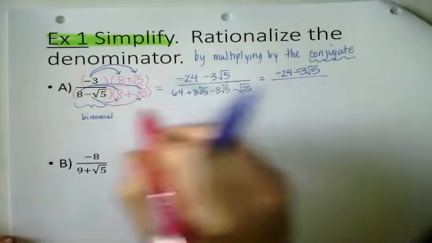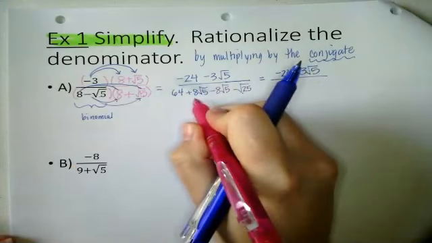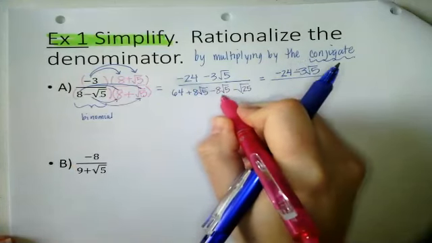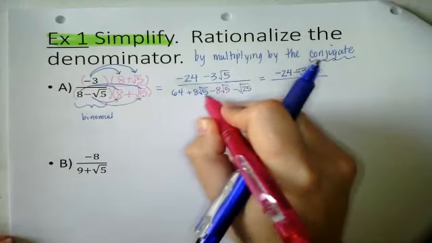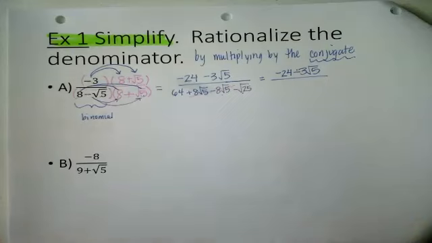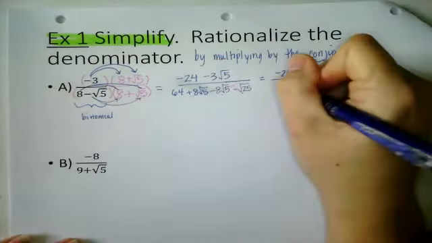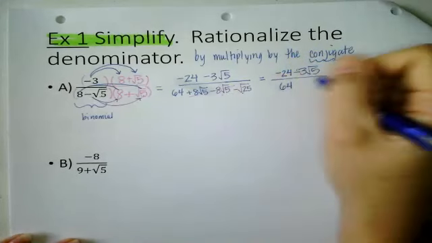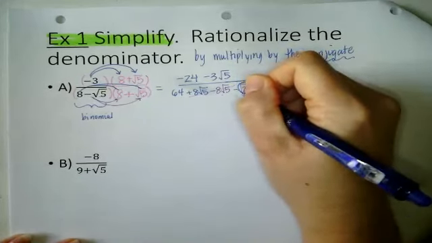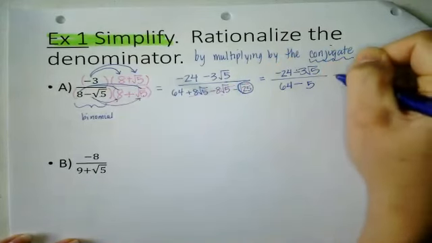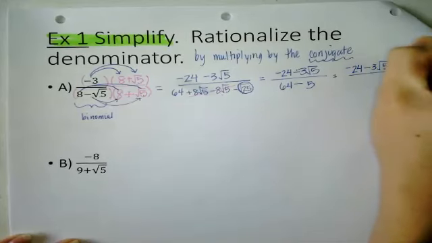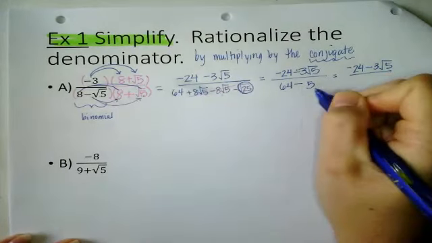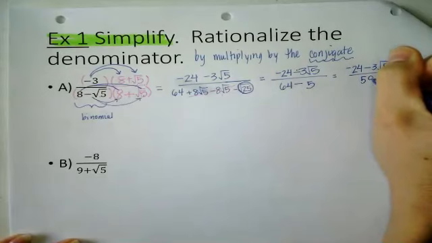You'll notice when we multiply by the conjugate, the outer product and the inner product, positive 8 radical 5 and negative 8 radical 5, make 0. So that nicely goes away. And I'm left with 64 minus the square root of 25, which is 5. So I get negative 24 minus 3 radical 5 over 64 minus 5, which is 59.